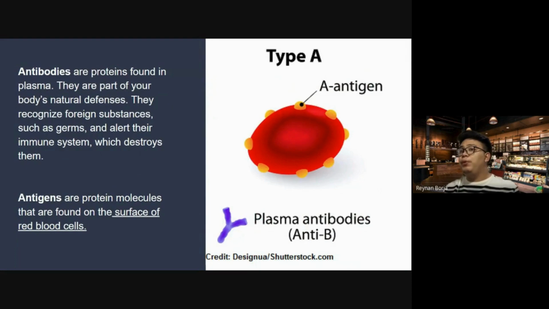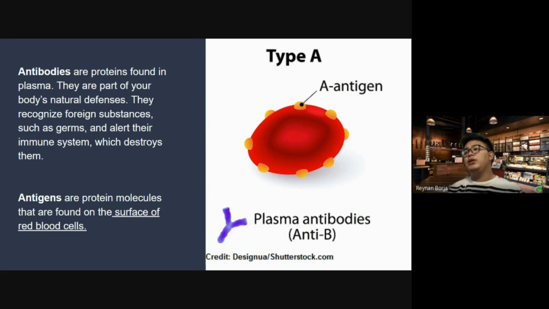Your antibodies are proteins found in plasma or serum. Okay? Outside the cell. They are part of your body's natural defense. Ito kasi, isa sa meaning niya is parang sa serology na, immunology and serology. So they are part of your body's natural defense. They recognize foreign substances such as germs and alert the immune system, which destroys them. So sa immune system, immunology na yun. So dito naman sa blood group, ang antibodies are your expected ones na corresponding to your antigens.